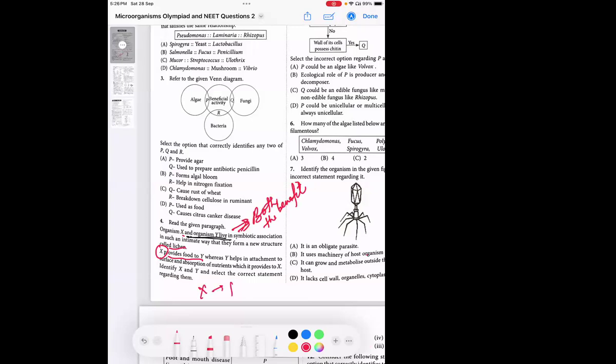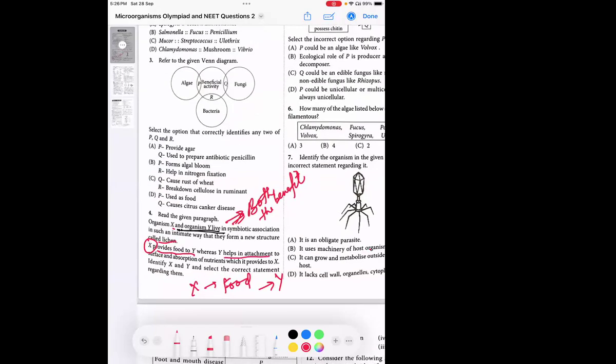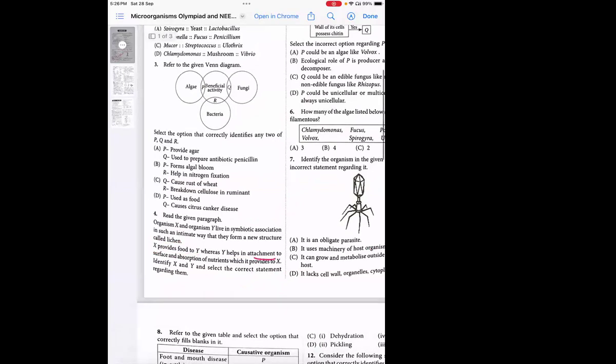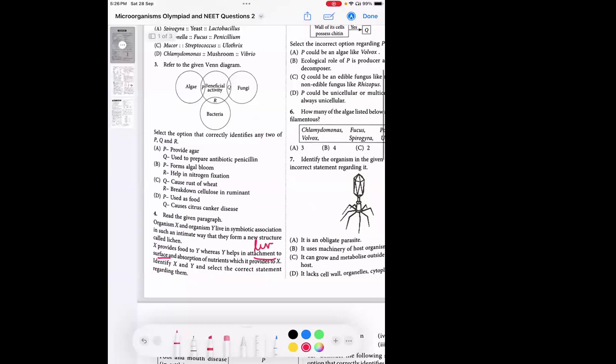And why are they giving it to Y? Because Y cannot prepare the food. Whereas Y helps in attachment to the surface. So Y in return is giving the shelter. Attachment means the place to live. They will be giving the place to live, and also absorption of nutrients, which is provided to X. So whatever nutrients are required by X will be provided by Y. So X is giving food to Y and Y in return is giving the shelter to X.